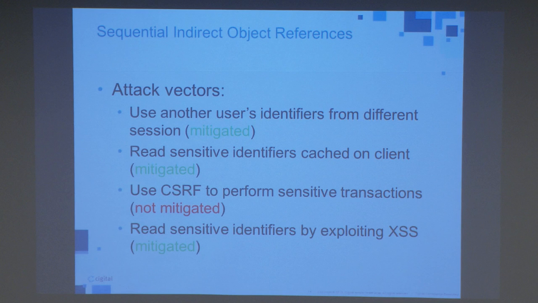So that's a good thing. Makes things easier when we're coding. Now it mitigates 3 of the 4 things that we're worried about. You can no longer use another user's identifier from another session because, well, you're checking against something that's built into the individual user session. You can't read sensitive identifiers because they're no longer sent to the client. You can still use CSRF to perform sensitive transactions on those accounts, unless, of course, you have a CSRF token.